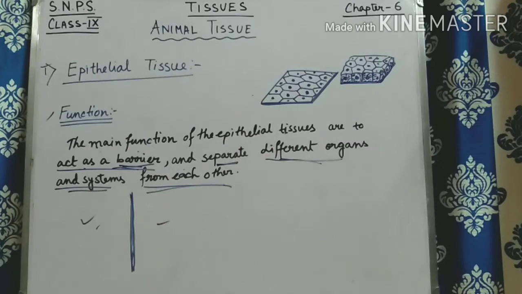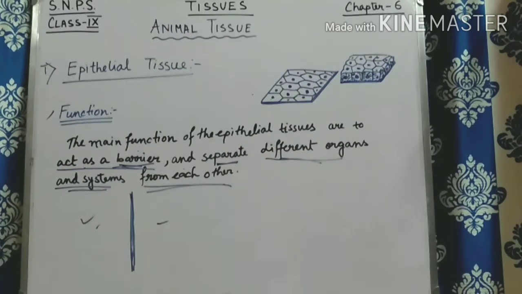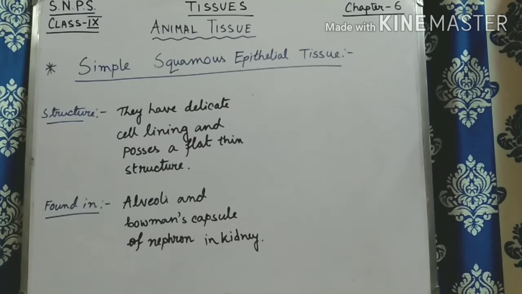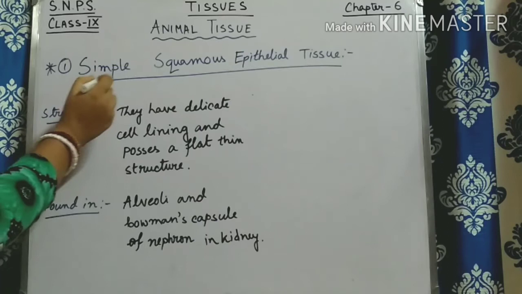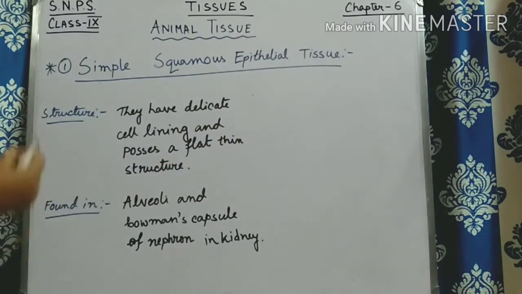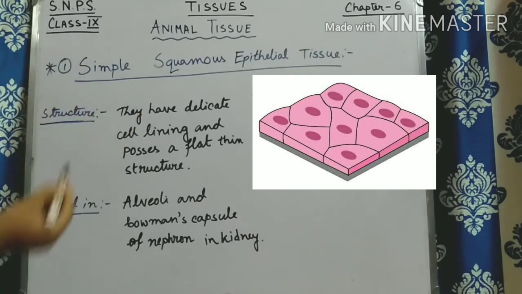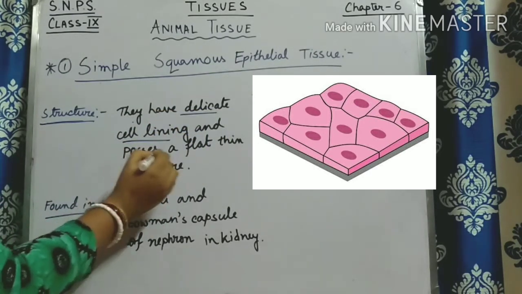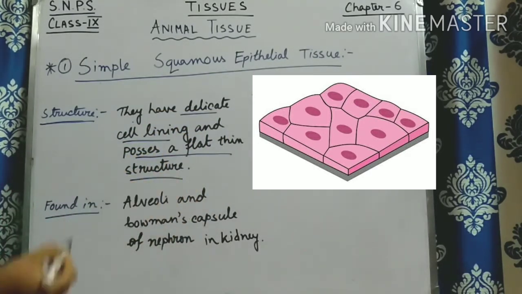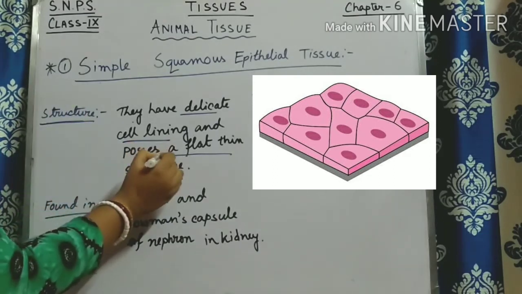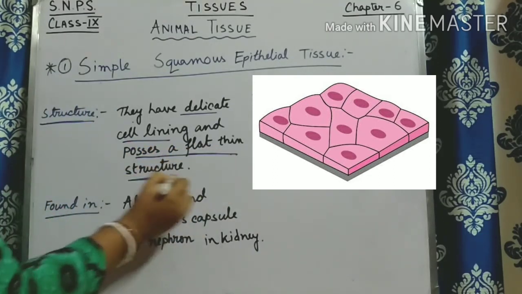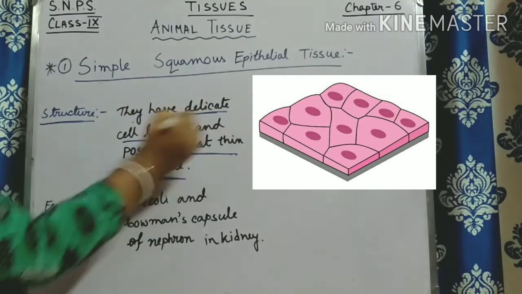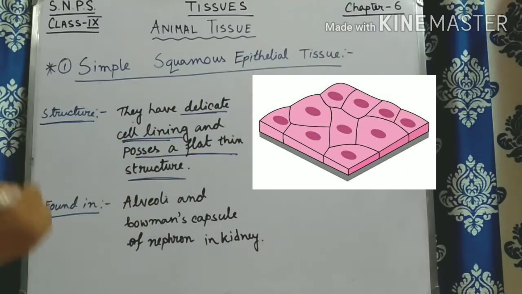Now let's see the subtypes of epithelial tissue. The first one is simple squamous epithelial tissue. At first we will see the structure of it. As you can see in the picture, they have delicate cell lining and possess a flat, thin structure. There is no intercellular space present.